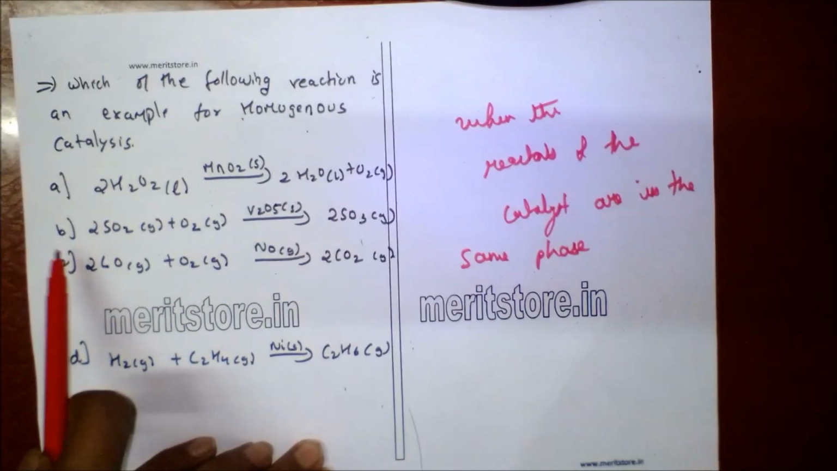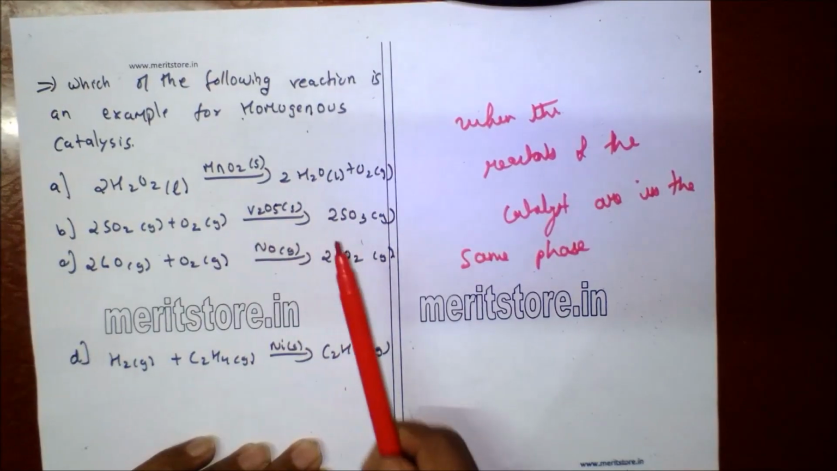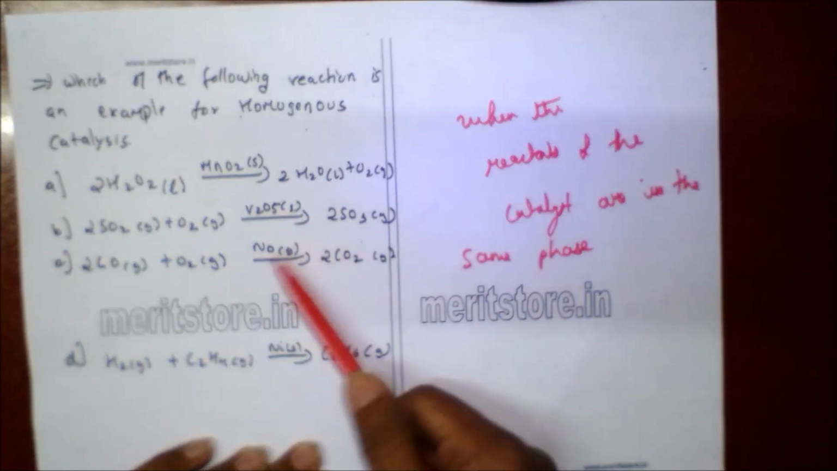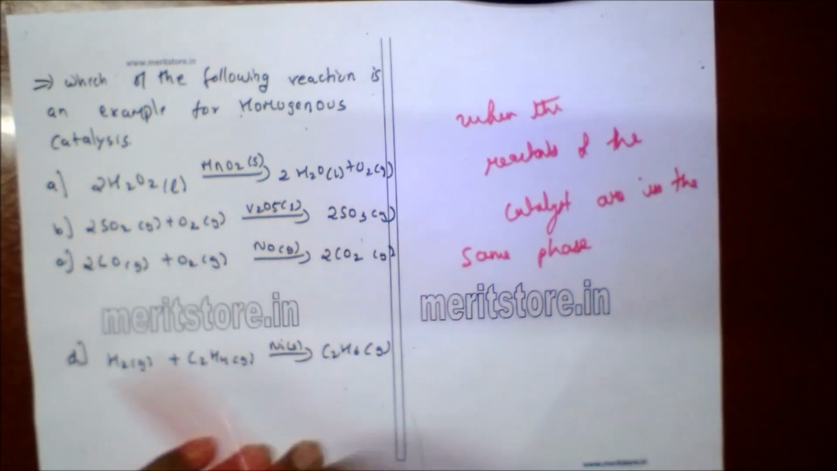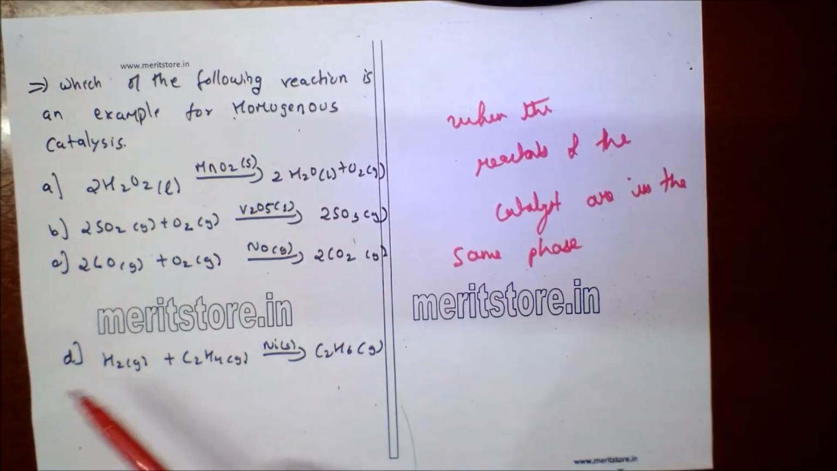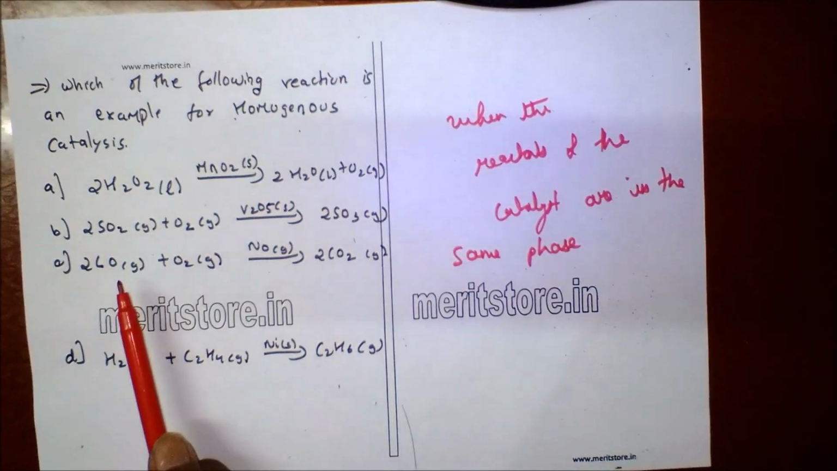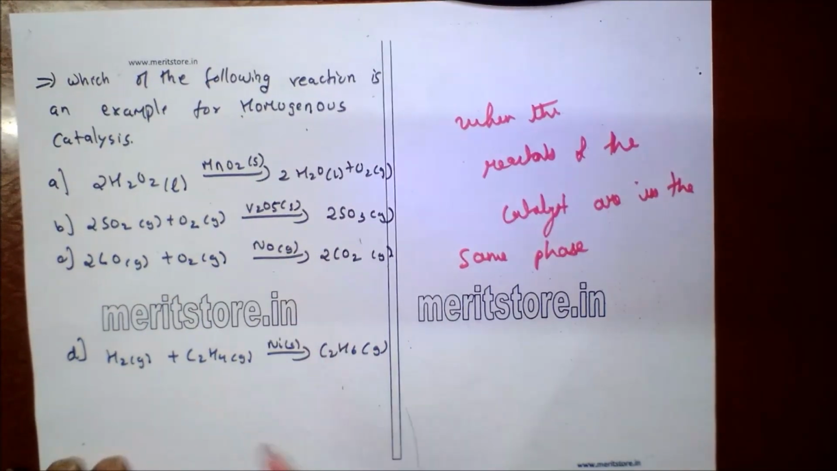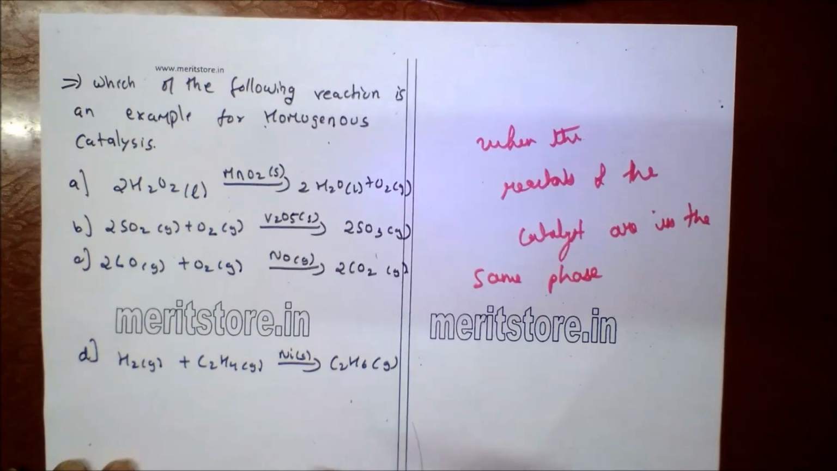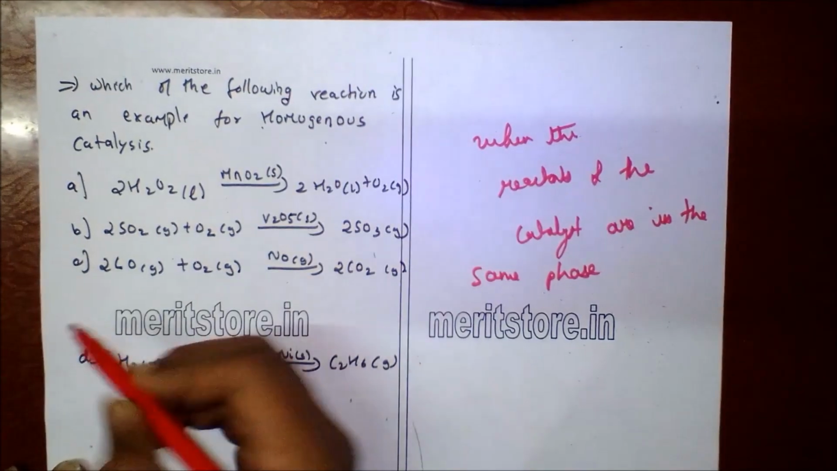Now, option B, the reactants and the products are in the gaseous state, but the catalyst is in the solid phase. Therefore, option B is also not the answer. In option D also, the reactants and the products are in the gaseous state, and the catalyst is in solid state. Therefore, this is also not the answer. However, in option C, the reactants, products, and the catalyst are all in the gaseous state. Therefore, this is an example for homogeneous catalysis. Therefore, C is the correct answer.